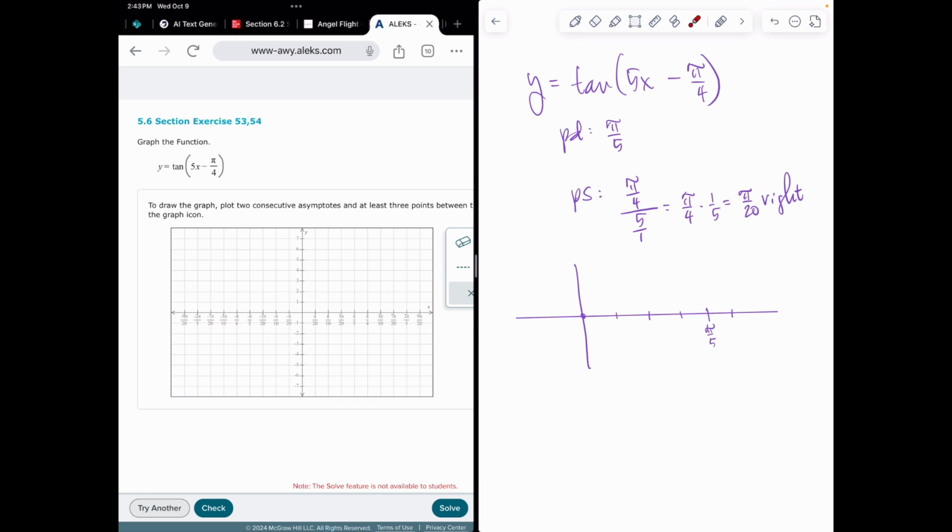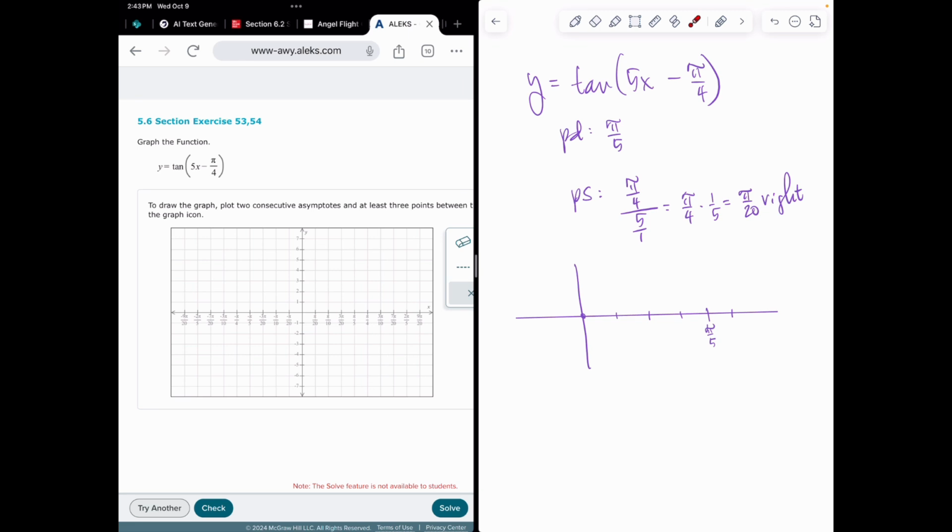I cannot use a laser on the Aleks half of the screen, so just understand that I can point to it, but you won't really be able to see anything. So we have a period that is pi over b, so that's going to be pi over 5. Phase shift here is going to be c over b, so that's pi over 4 over 5 over 1, which is going to become pi over 20. I don't deal at all with the negative until I decide what direction it tells me to go, and so that minus sign just tells me to go to the right.